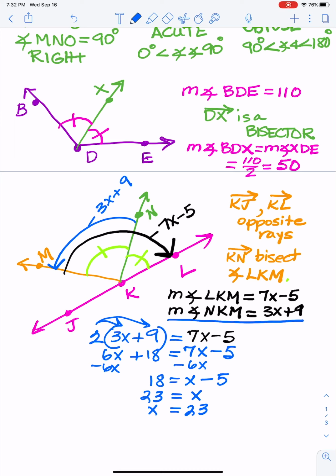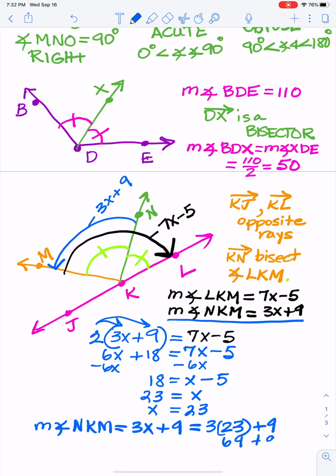Now, suppose they wanted us to sub this back in. You could find the direct value of the degrees by subbing back in. So the portion that is 3x plus 9, we could find that direct degree measure by substituting the 23 for the x. So that's going to be 69 plus 9. And that's what, 78?